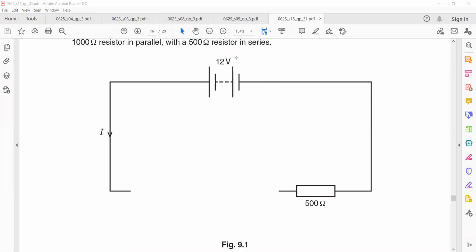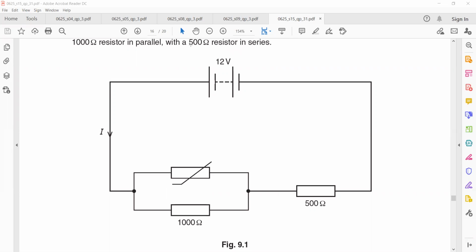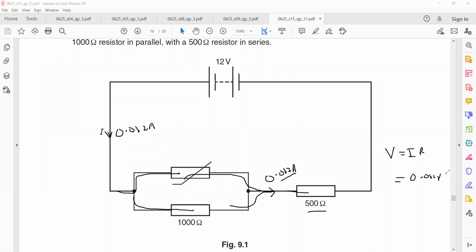In the question, they ask what is the voltage across the 500 ohm resistor. That's the main question. As we worked out, we know the current was 0.012 ampere. The current will divide between them and then rejoin here, so the current will rejoin as 0.012 ampere. So you have current and resistance, and you can use the formula V equals IR. The current is 0.012, the resistance is 500. When you multiply them, you will get 6 volts as the final answer.